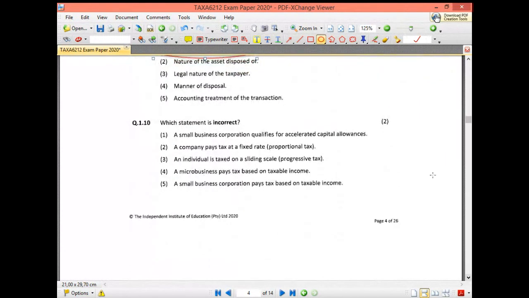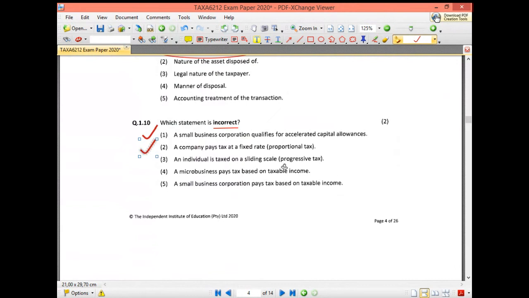Then question 1.10, which statement is incorrect? So here you also have to do the incorrect statement. Okay, so the first one is small business corporations qualifies for accelerated capital allowances. That is actually correct. So their allowances are generally much more favorable. A company pays tax at a fixed rate, a proportional tax. That is also correct. They pay 28%.